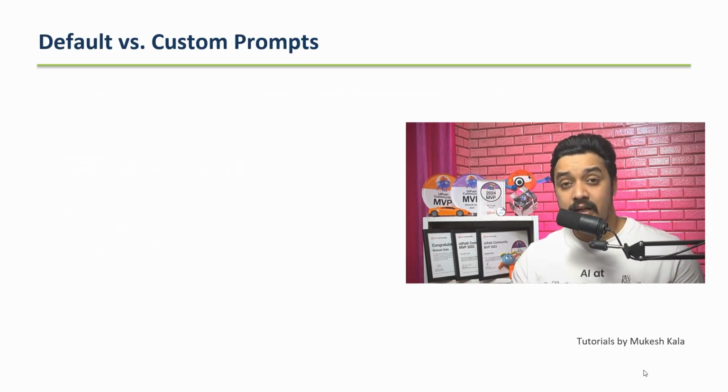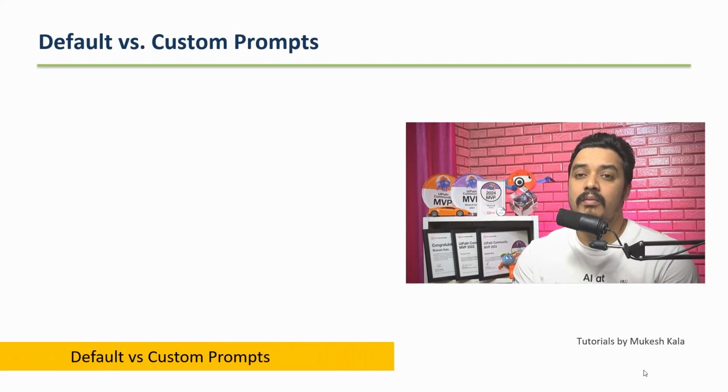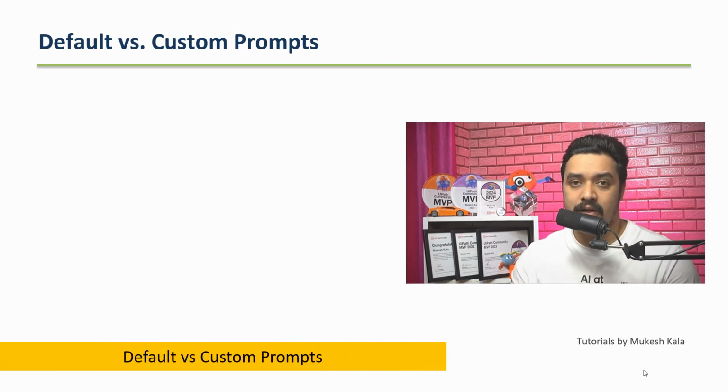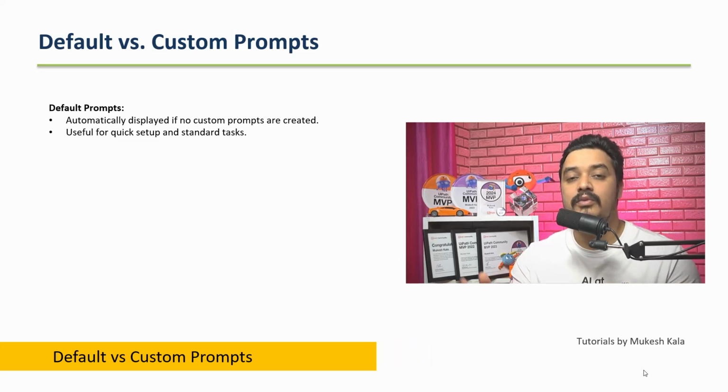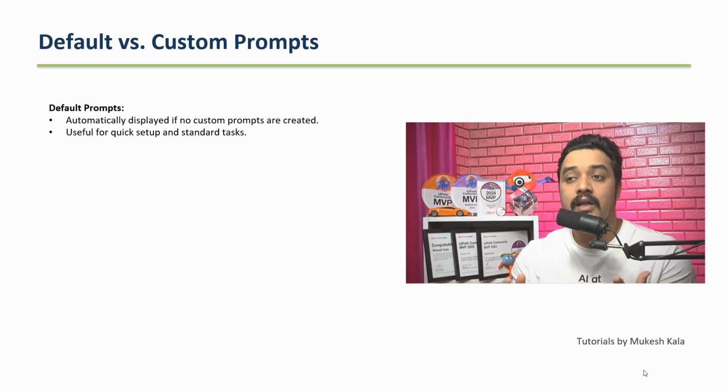Now, there comes a question of how it is different from the default prompts which are available. Let's quickly analyze that as well. Default prompts are something which are automatically displayed if there are no custom prompts created. Whenever you open Autopilot for the first time, you see a lot of tasks which are available. Those are the default prompts.